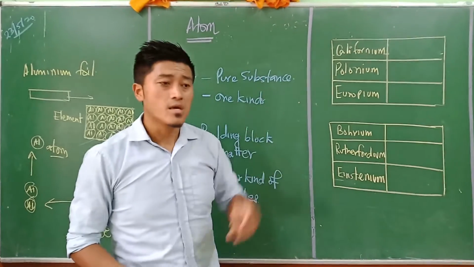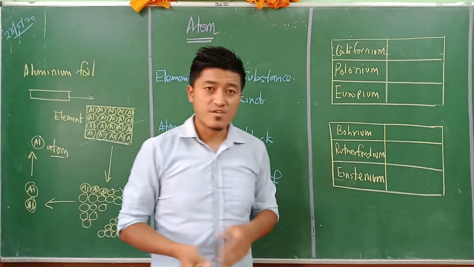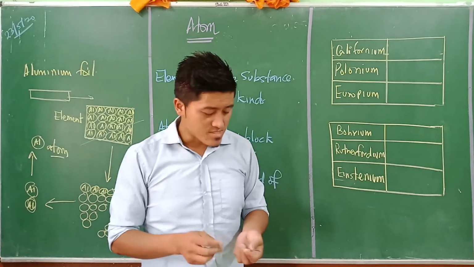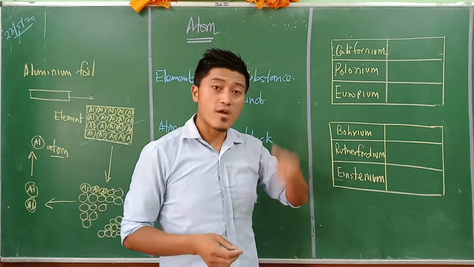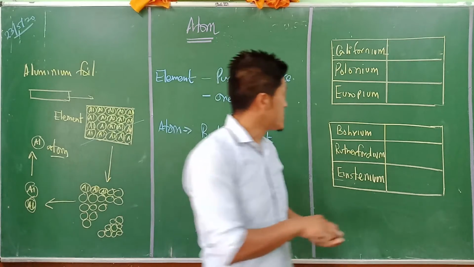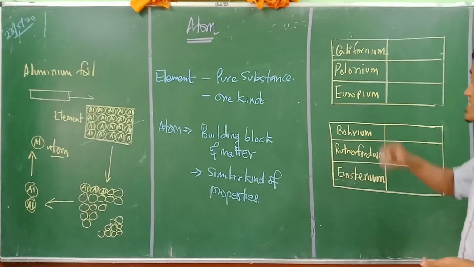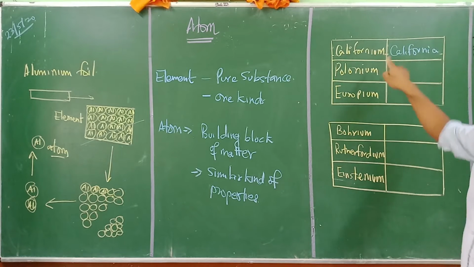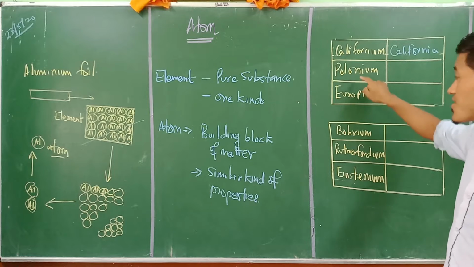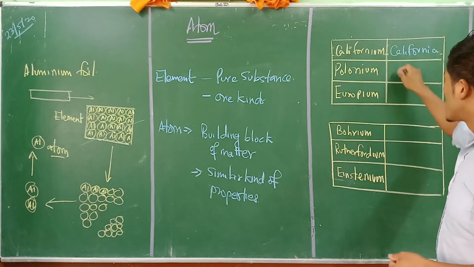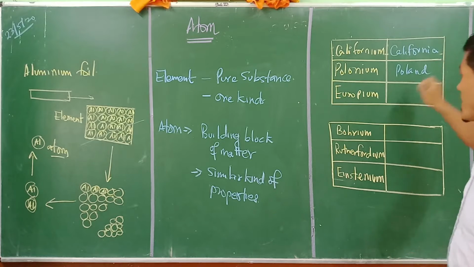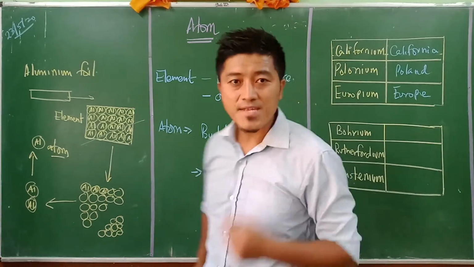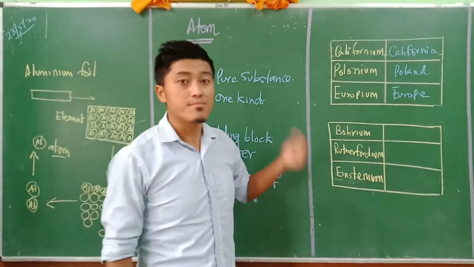that previously, some scientists adopted different ways by which they could name the elements. For example, they named the elements on the basis of the place where the element was discovered. In the case of californium, this element was discovered in California. That is why its name is californium. And polonium, the radioactive element, was discovered in Poland. And europium was discovered in Europe. Understand? So they adopted different strategies by which they could name the elements.